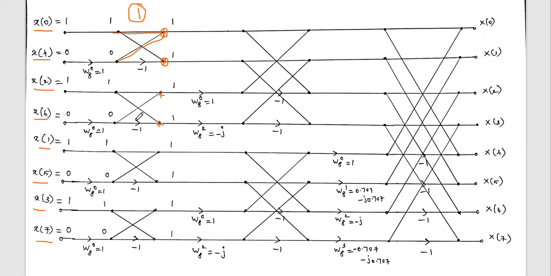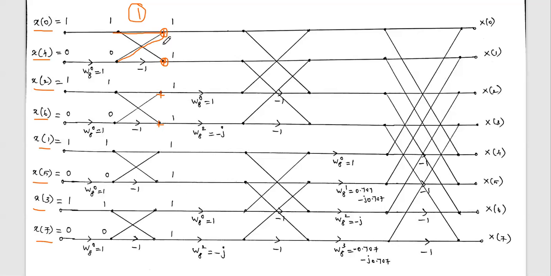Similarly here, 1 minus 1 multiplied with 0, so 0, so 1. Similarly here also 1 plus 0 is 1. Similarly here 1 plus 0 is 1. Similarly 1 plus 0 is 1. Similarly here 1 plus 0 is 1. So the first stage output is all ones; all 8 ones are available. The first stage is calculated.